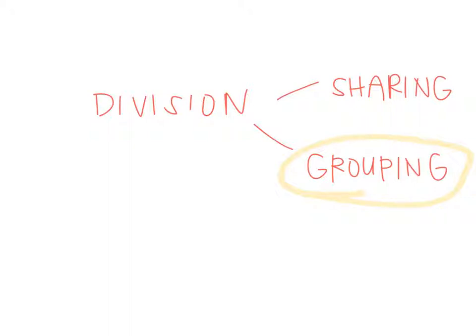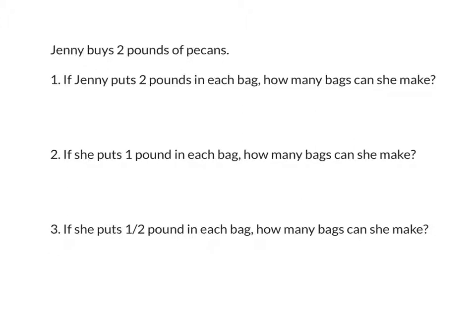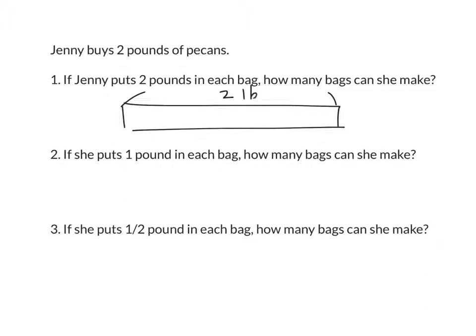Jenny with her pecans wants to group her pecans. How many pounds of pecans does she have altogether? 2. Okay, if Jenny has 2 pounds of pecans altogether, let's draw them. Here's 2 pounds of pecans. And she wants to put them in bags. In her first bag, she wants to put 2 pounds of pecans into each bag. How many bags can she make altogether? 1 bag. Because she's going to put all of the pecans into one bag. The math equation here is 2 pounds divided by 2 pounds equals 1 bag.